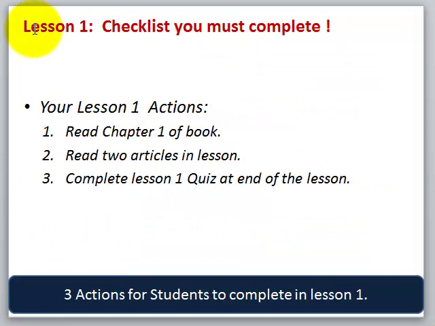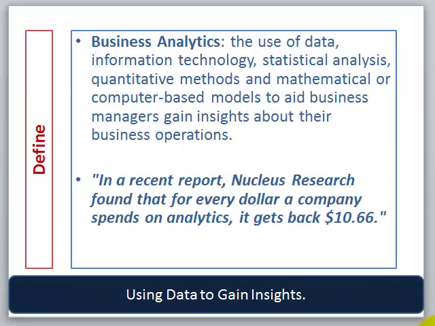But before we get into that, let's make sure there's a checklist that students must complete as part of lesson 1. They must read chapter 1 of the book. There are 2 articles in the lesson which you must read in order to be successful in the quiz at the end of the chapter. And you need to complete the lesson 1 quiz that is at the end of this lesson.